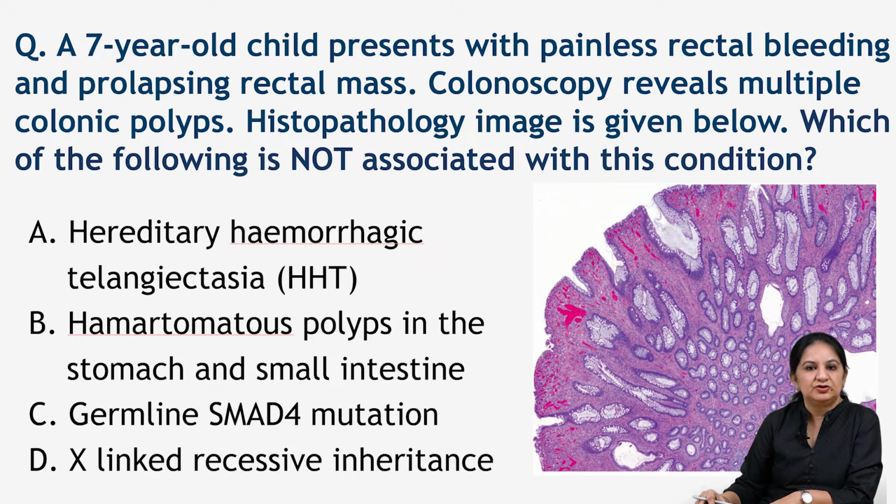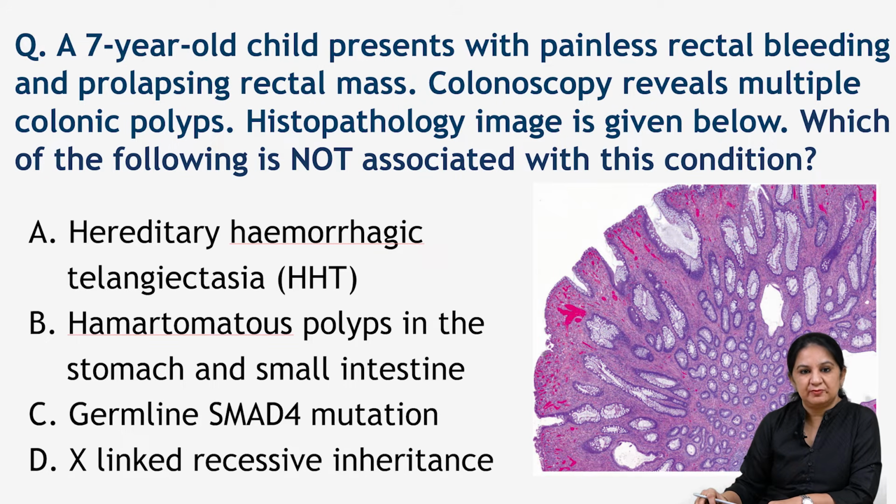A 7-year-old child presents with painless rectal bleeding and prolapsing rectal mass. Colonoscopy reveals multiple colonic polyps. Now, histopathology is given below. Which of the following is not associated with this condition? Given the history and the image given below, what do you think is the diagnosis? It is a 7-year-old with painless rectal bleeding and prolapsing rectal mass. So, the most probable diagnosis in this 7-year-old child would be juvenile polyposis syndrome, right?